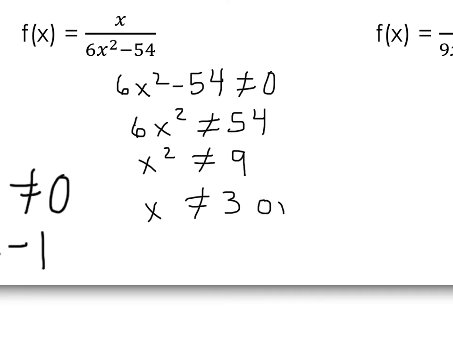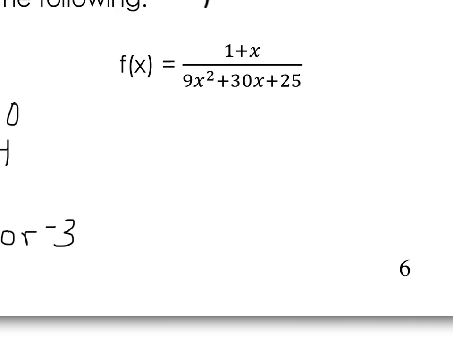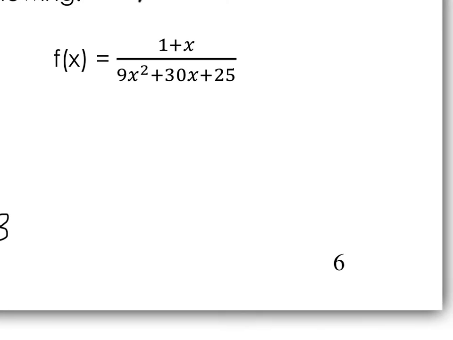There's another one, negative 3. Two numbers that we cannot include in the domain of this function. F of x is 1 plus x over 9x squared plus 30x plus 25. Once again, we don't care if the numerator is 0. That's not a problem at all. But we do care if this denominator is equal to 0. It cannot be 0.